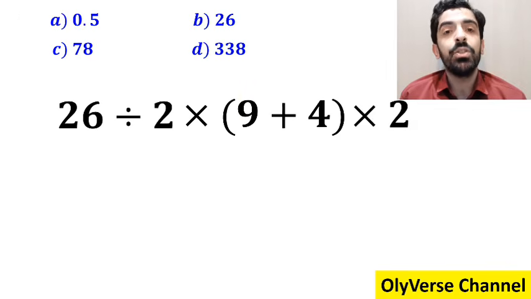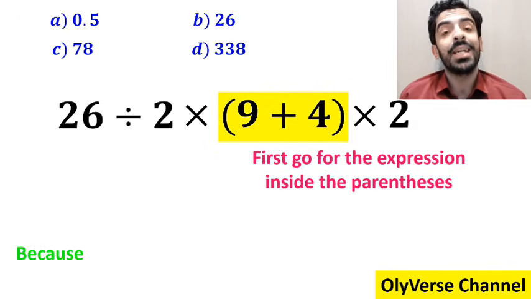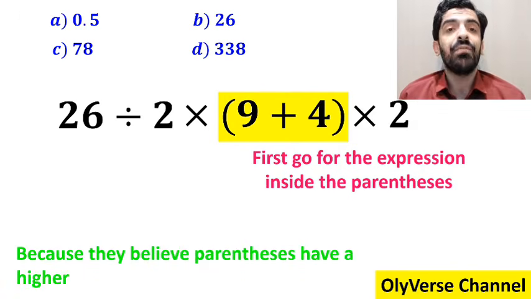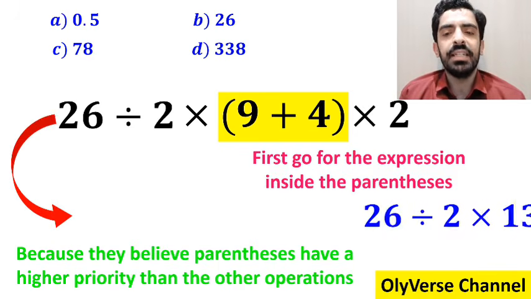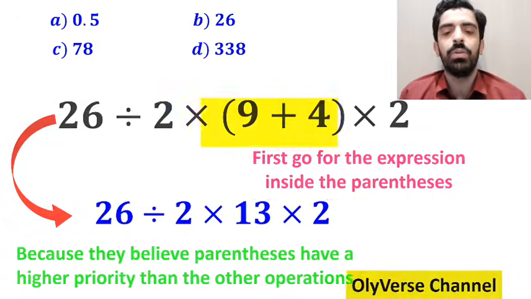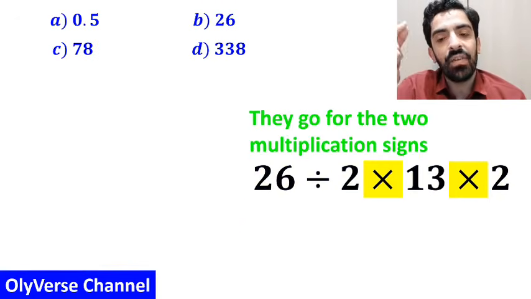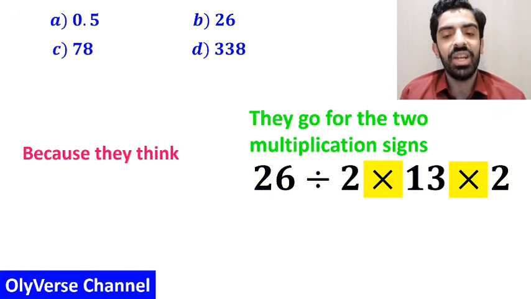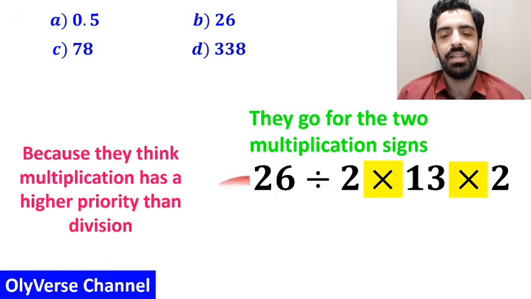Many people, when trying to solve this question, first go for the expression inside the parentheses because they believe parentheses have a higher priority than the other operations. So, they simplify this expression to 26 divided by 2 multiplied by 13 and again multiplied by 2. And in the next step, they go for the two multiplication signs that I've highlighted in yellow because they think multiplication has a higher priority than division.